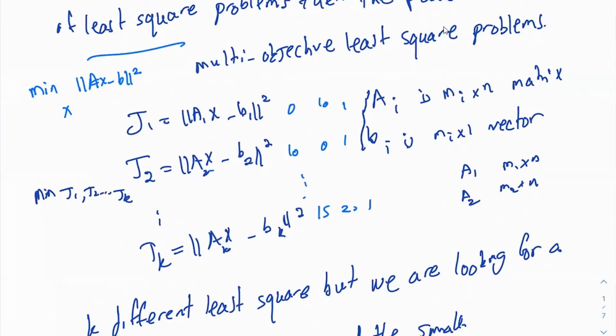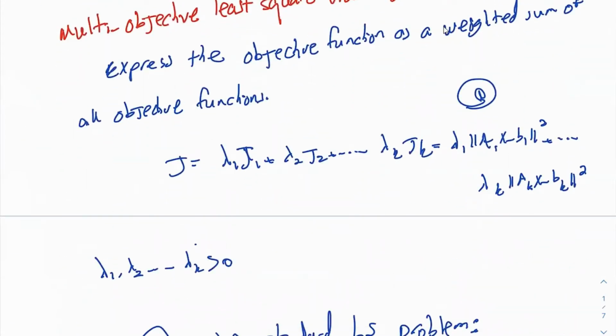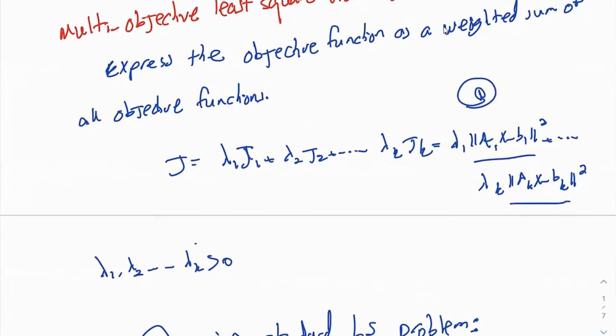One way to formulate this is to write, I'm trying to minimize lambda 1 J1 plus lambda 2 J2, all the way to lambda k Jk. So the weighted sum of these cost functions, where the lambdas are the weights. How much weight you put on each cost function, how important each cost function is for you. Now each J is of course a least square problem, so we write it as a least square problem, and this is the total cost function that we are trying to minimize. And the lambdas, the weights, are all non-negative, or actually all positive, so we restrict them not to be 0 as well.